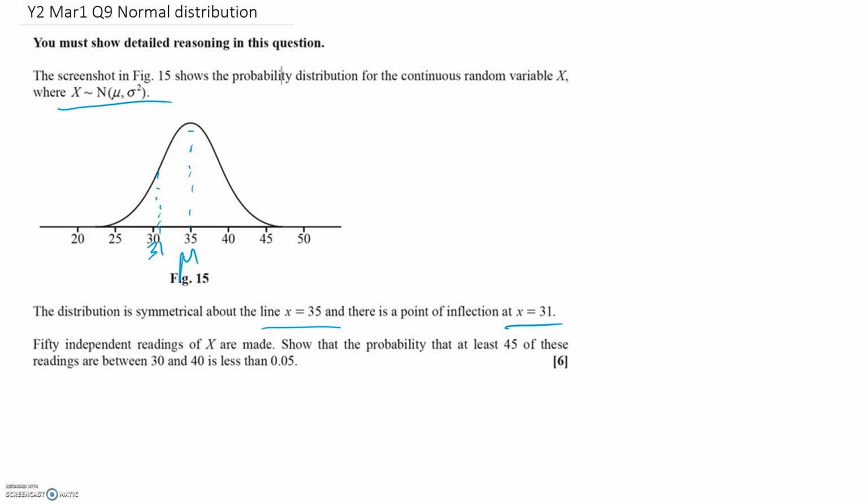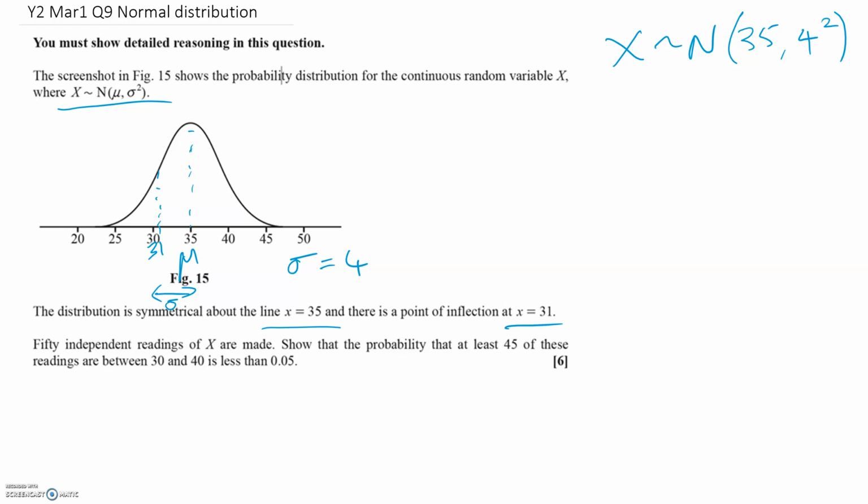So 31. That means that will be one standard deviation away from the mean. So that distance there would be one standard deviation. In other words, the standard deviation must equal 4. So our distribution we can write down as having a mean of 35 and the standard deviation is 4.